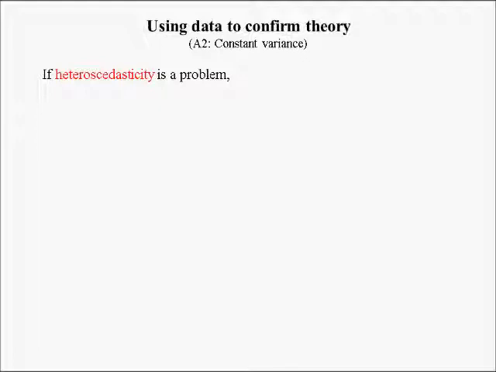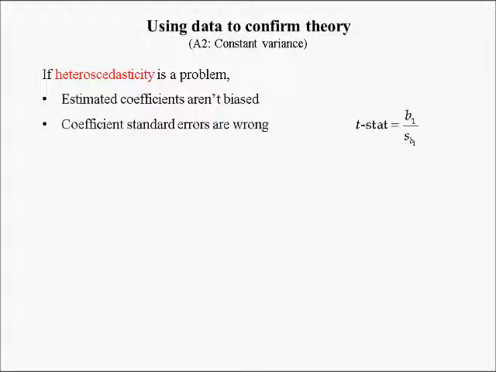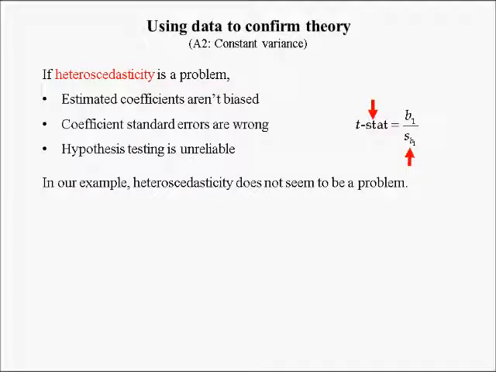Now, if heteroskedasticity is a problem, then we have some issues. Estimated coefficients aren't biased, but the coefficient standard errors are wrong. What does that mean? Well, if the standard errors are small, then your t-stat is going to be large. Or maybe your standard errors are too big because of the heteroskedasticity. That's going to pull your t-stat down. So a t-stat that should be significant may not be. In our example, heteroskedasticity does not seem to be a problem.